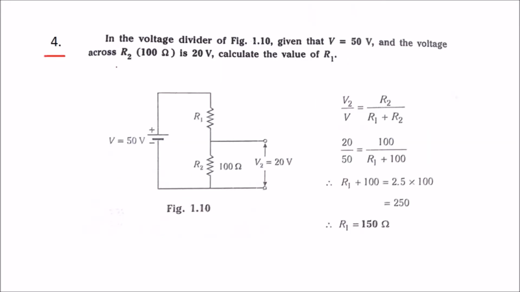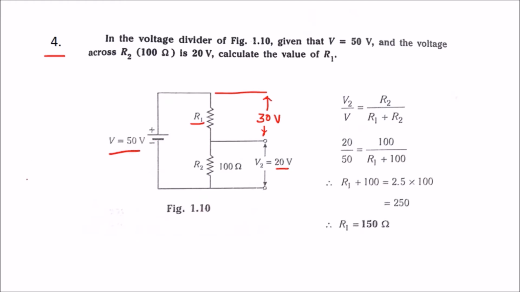Number 4. In the voltage divider of figure 1.10, given that V is 50 volts and the voltage across R2, that is 100 ohms, is 20 volts, calculate the value of R1. One way to calculate the value of R1 is this: we know the supply voltage is 50 volts and the voltage across R2 is 20 volts, so the voltage across R1 is the remaining voltage, that is 30 volts. So 30 plus 20 volts is the supply voltage of 50 volts.